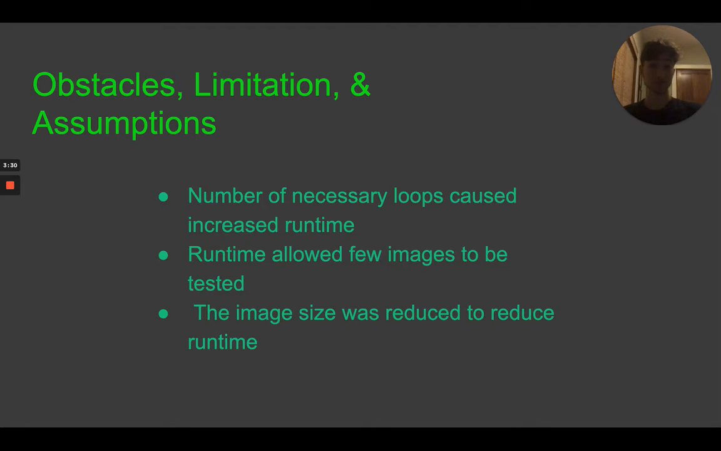The obstacles and limitations. So I had a large number of loops within my program. This was caused due to the DCT, which has multiple loops within it, due to the double summation that is necessary to summarize the cosine functions. This was a major cause of the increased runtime, as well as the analysis that occurred later. The runtime then allowed for fewer images to be tested, which limited the accuracy of my program.